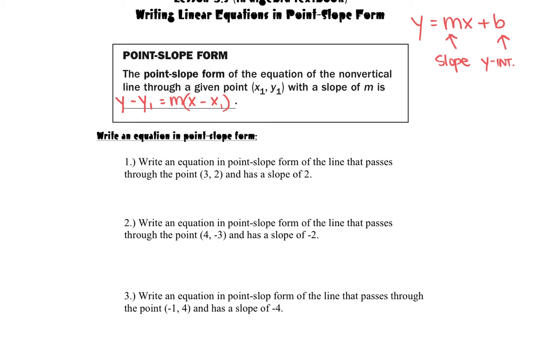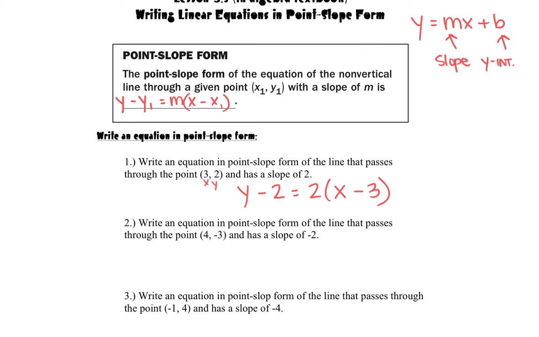So, number one, write an equation in point-slope form of the line that passes through the point (3, 2), and if it helps you, label that x and y, and has a slope of 2. Okay, so we're going to do y minus 2, because the y coordinate was 2, equals, and then the slope is 2, so that's where that goes, and then x minus the x coordinate, which is 3. And that's all you have to do. That is point-slope form right there. So there's nothing that you need to move around. You don't have to get the y by itself. That's what you did for slope-intercept form, but point-slope form looks a little different.